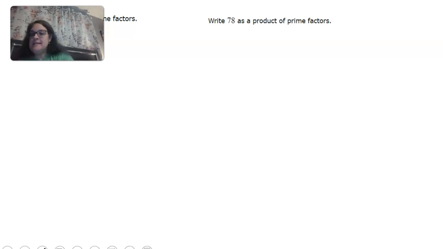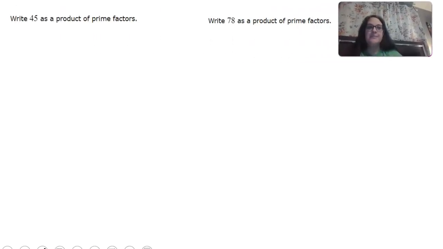Now, for this next one, we have 45 as a product of prime factors. Now, remember I said anything that ended in 5 or 0 was divisible by 5. So we don't necessarily have to start with the smallest one. Let's start with the easiest one.